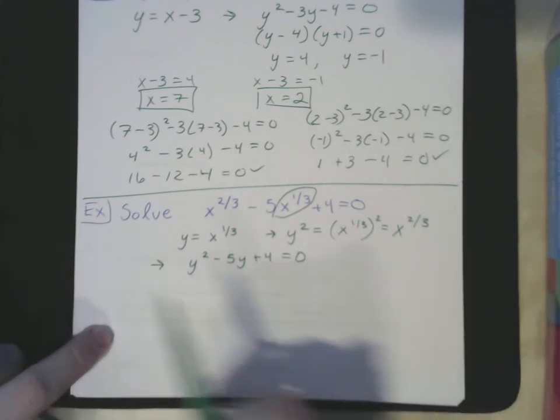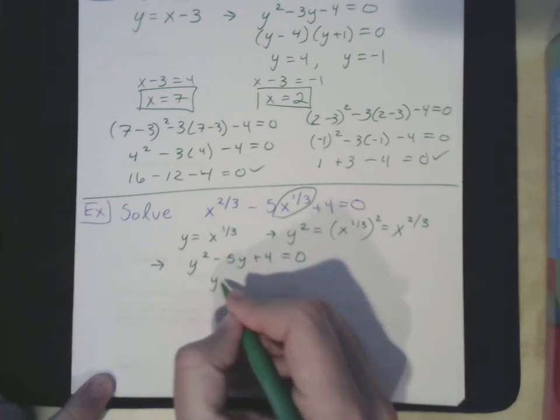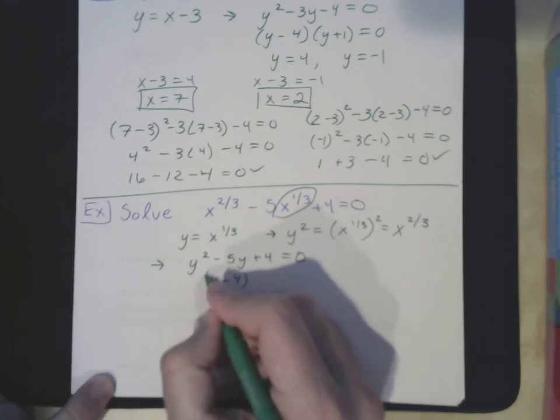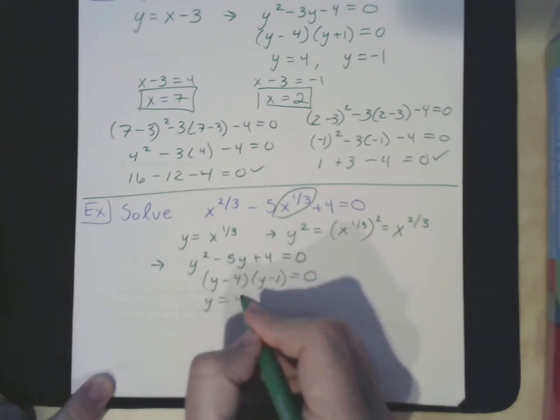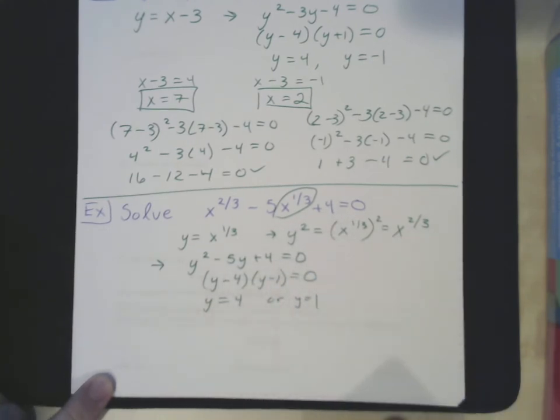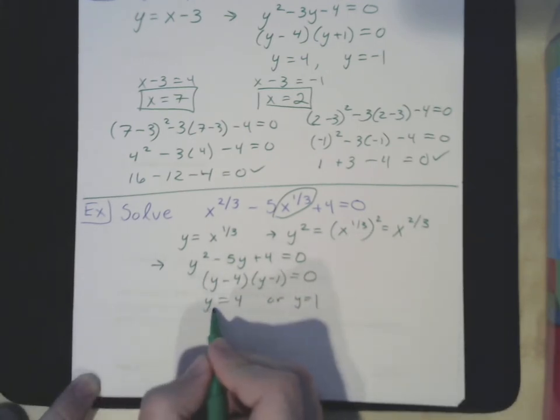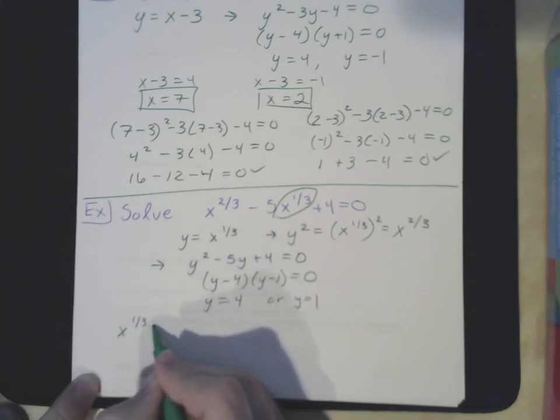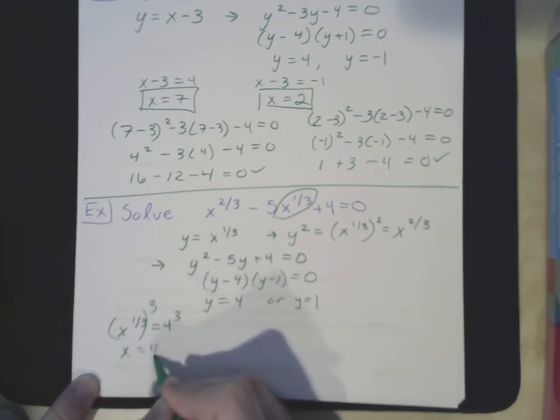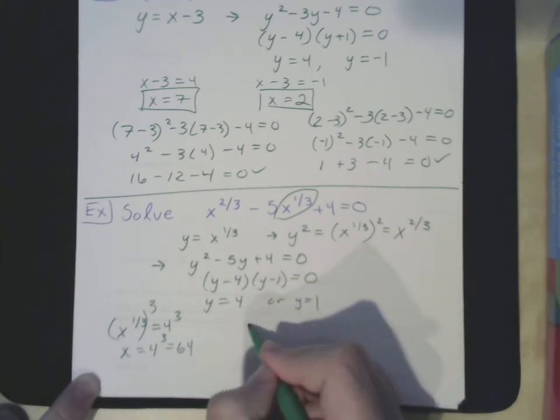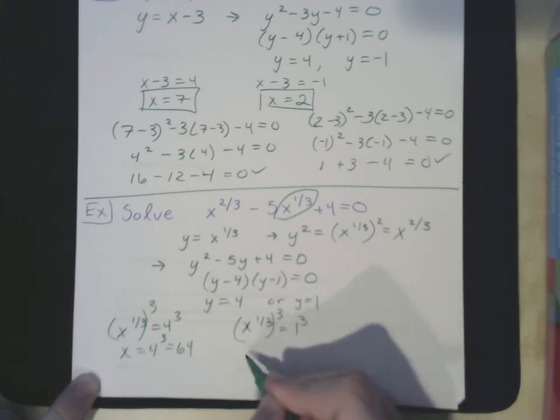So this one is quadratic. It looks like a nice quadratic. So we solve this. Look to factor. This one also factors to y minus 4 times y minus 1 equals 0. So y equals 4, or y equals 1. So now we need to go back to the x's. So that means x to the 1/3 equals 4. And we cube both sides. So that means x equals 4 cubed, or 64. And we have x to the 1/3 equals 1. Again, we cube both sides, so x equals 1.